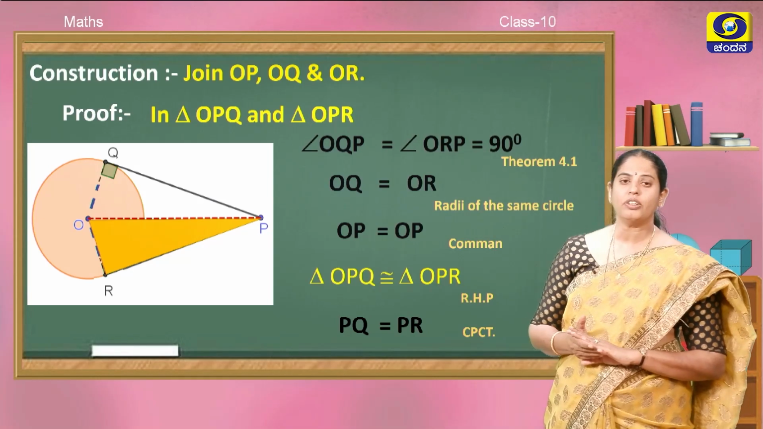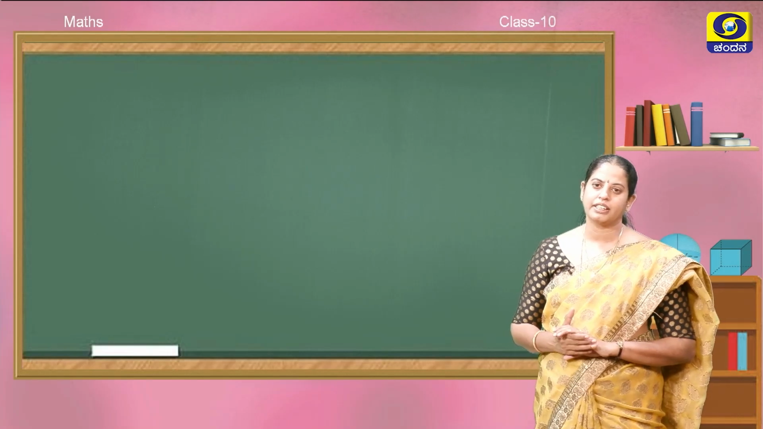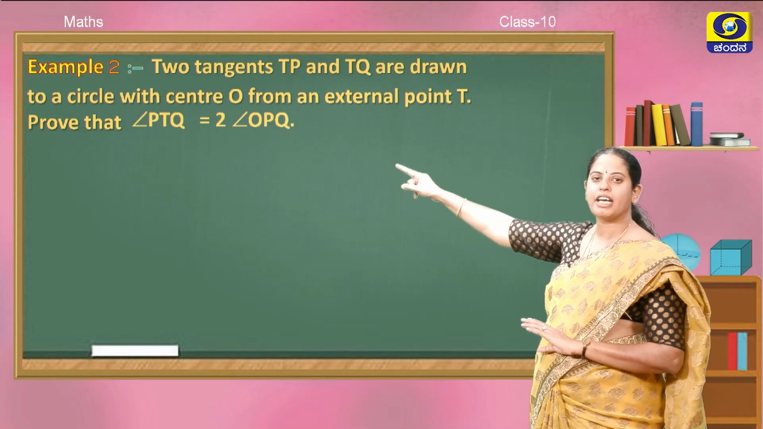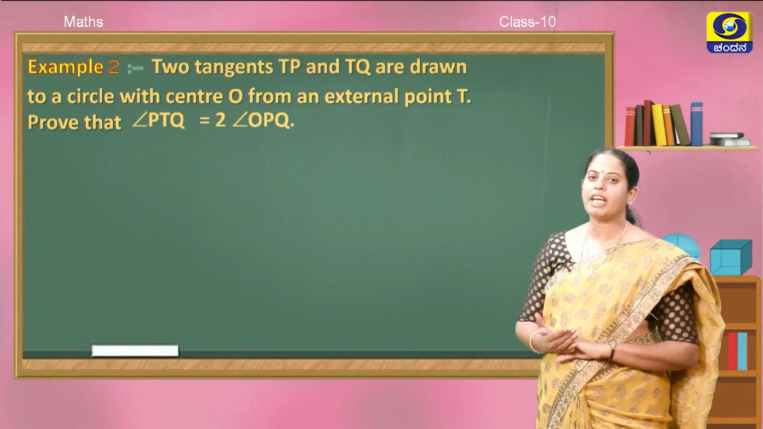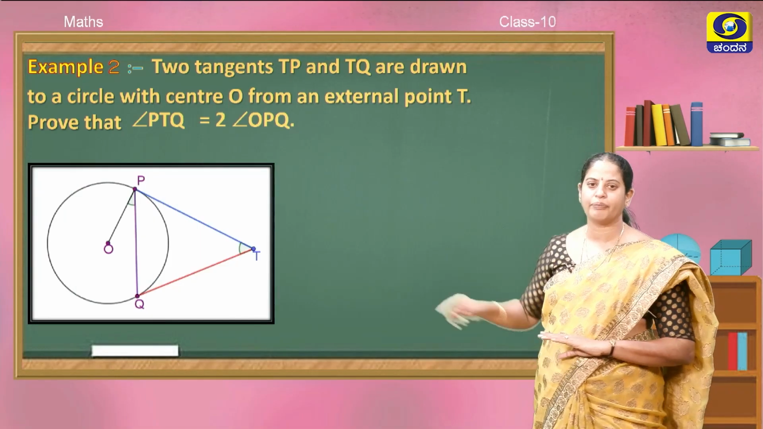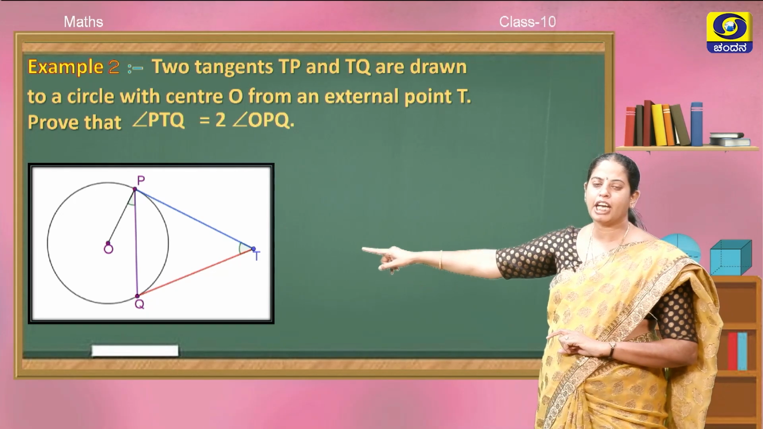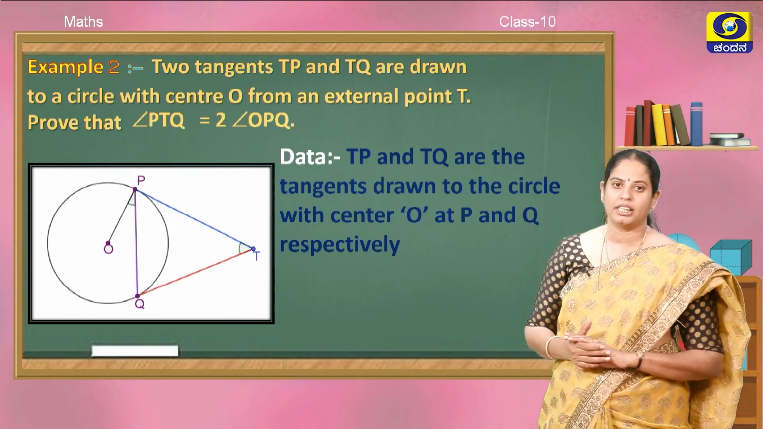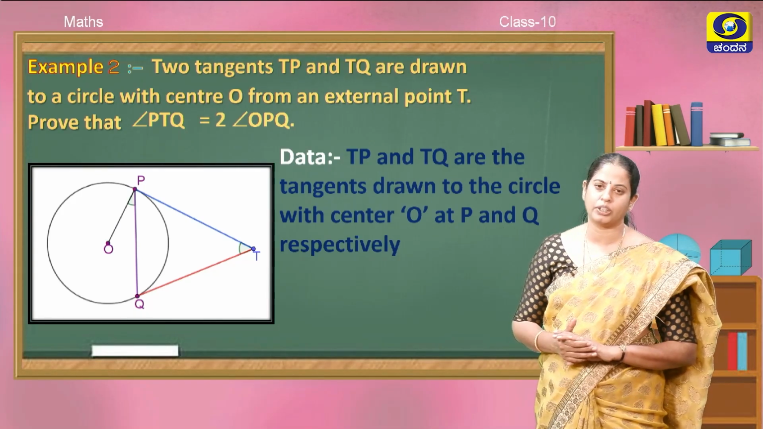Okay children, now let us solve some problems related to this theorem, or some proofs related to this theorem. Here is one example problem that is in your textbook. It is example 2. Two tangents TP and TQ are drawn to a circle with center O from an external point T. Here the external point is T, and the tangents TP and TQ are drawn to the circle with center O. We have to prove that angle PTQ is twice the angle OPQ.